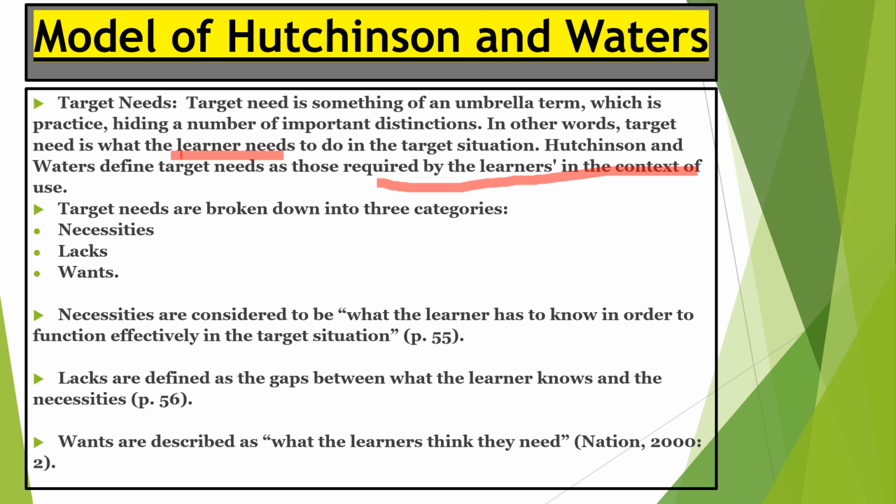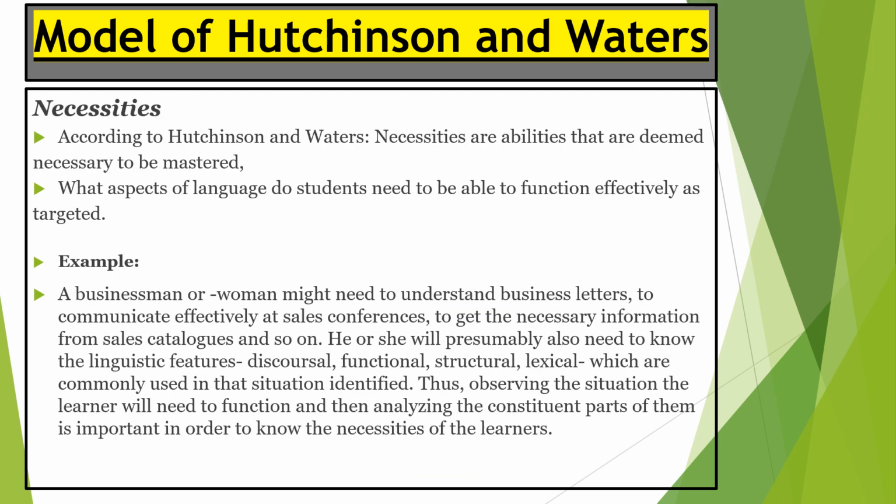Target needs are divided into three categories, as already discussed in the table that I have drawn in the previous slide. First of all, necessities. Necessity: what the learner has to know in order to function effectively. Lacks refer to the gap, and wants refer to the personal wishes and desires of the learner.